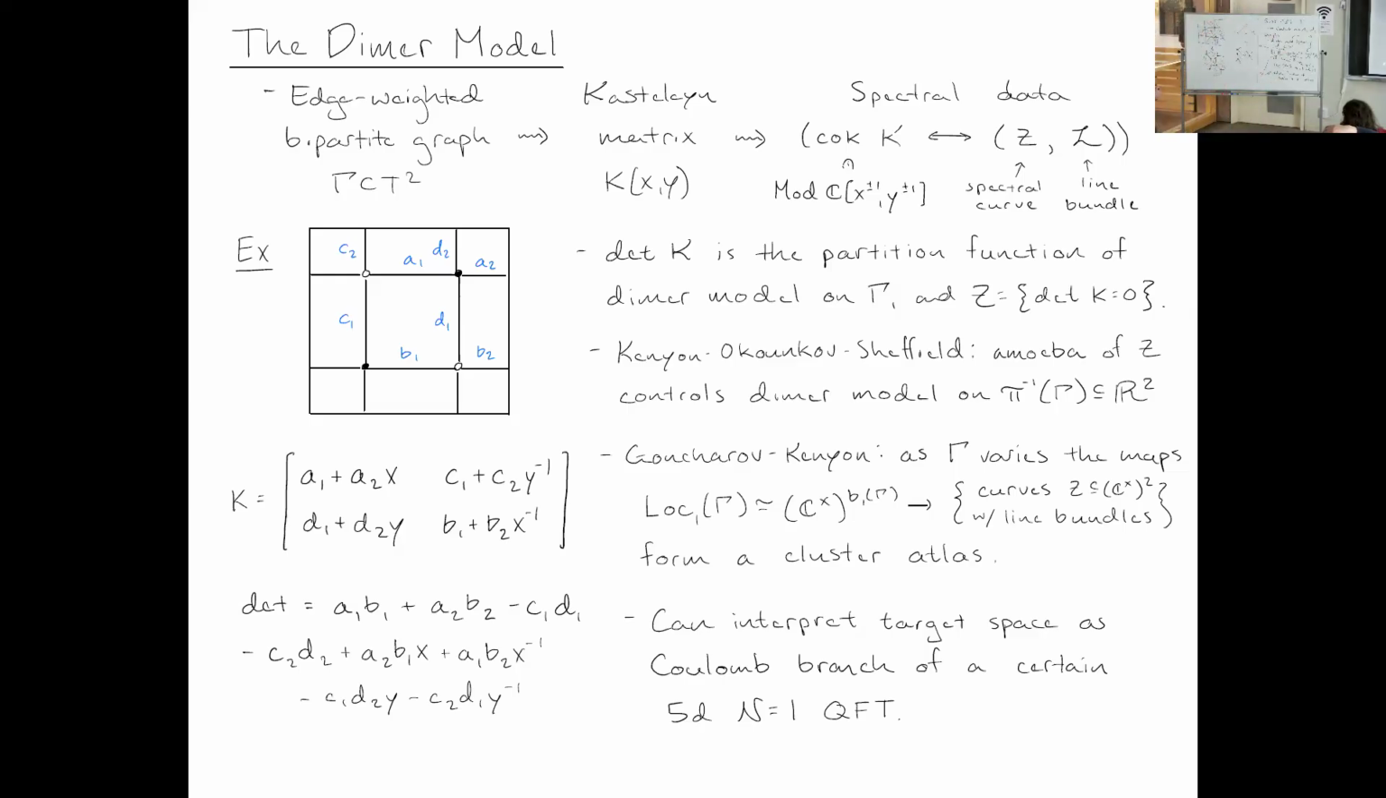Yes, and here the toric surface is C star squared. There's a natural partial compactification. The spectral curves that you get for a fixed graph will have a prescribed Newton polygon, and that will make it a natural minimal compactification. So you can consider them in that toric surface if you want.